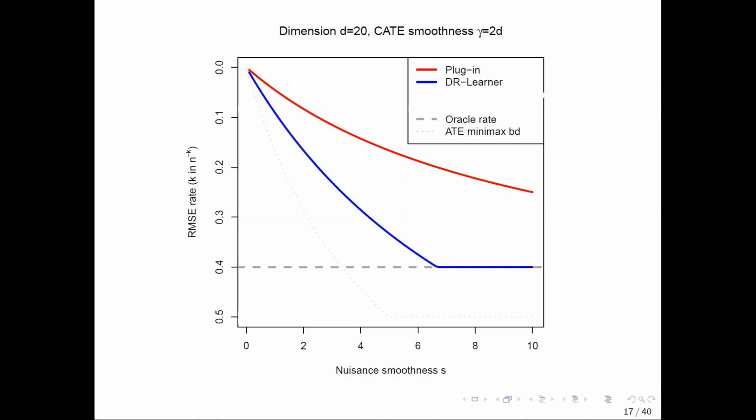So here's the rate you get from that DR learner result. And so this thing matches this oracle rate for some amount of smoothness in the nuisance functions. And then, you know, has some smooth decay as you'd expect. So right, again, less smoothness, it's harder to estimate. We shouldn't expect to get non-trivial rates.